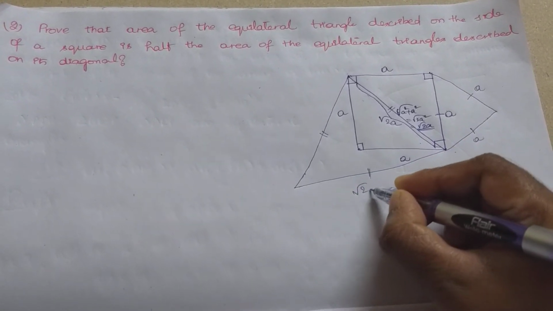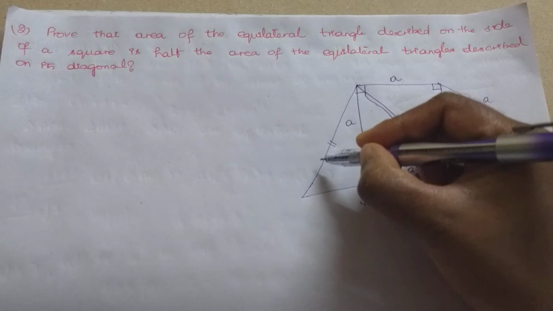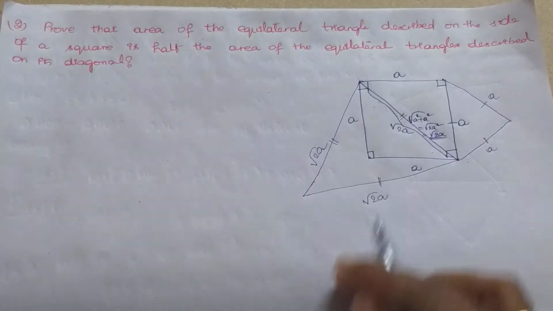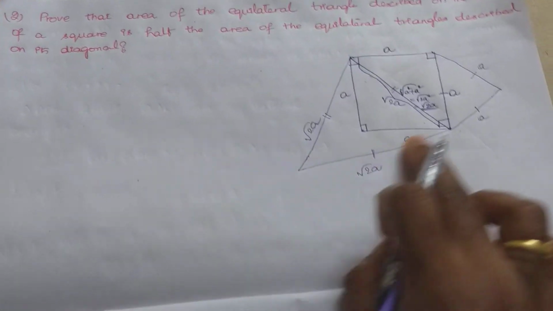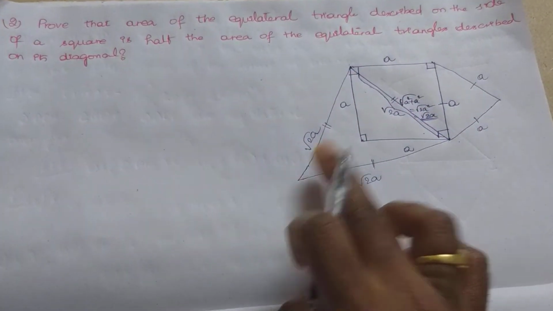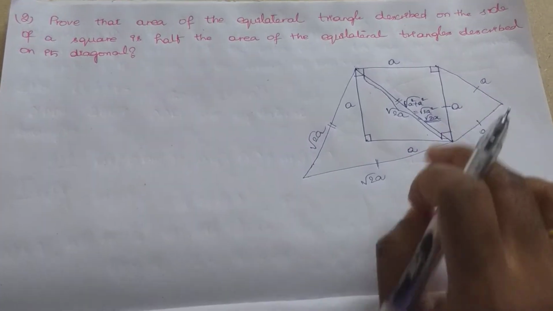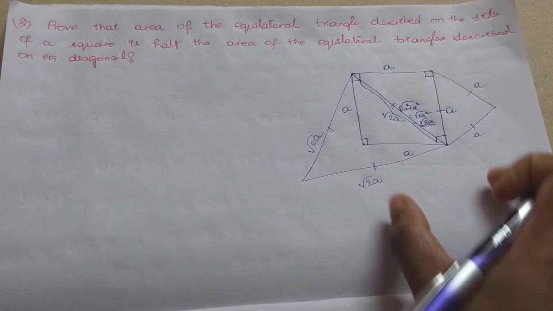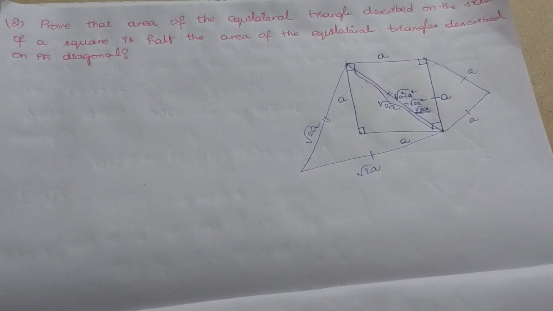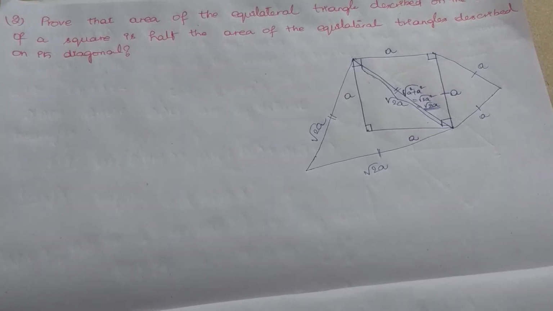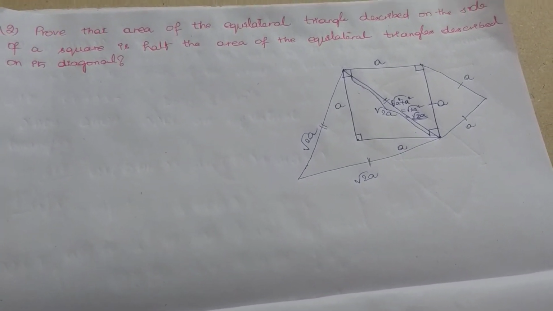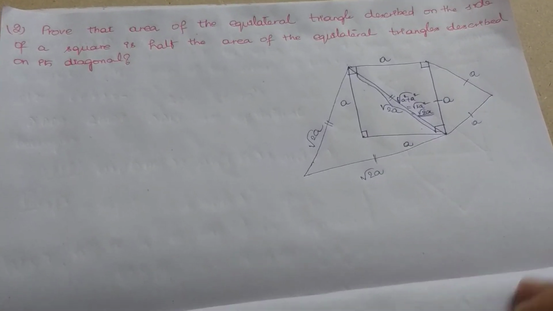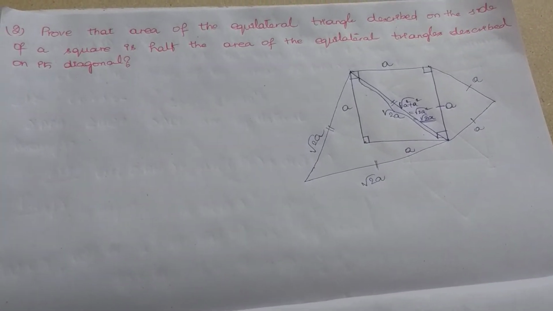So what will be the length of the side of the newly formed triangle? It's also root 2 A. So now we have formed two triangles. One is on the diagonal and the other one is on the side of the square. Both triangles are equilateral triangles. What is the formula for the area of an equilateral triangle? It's root 3 by 4 into side square. Correct? Now let's write what was given and what needs to be proved.